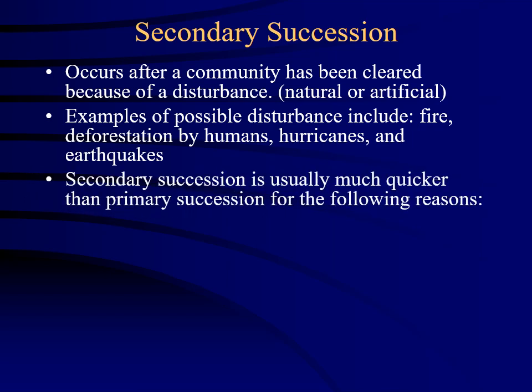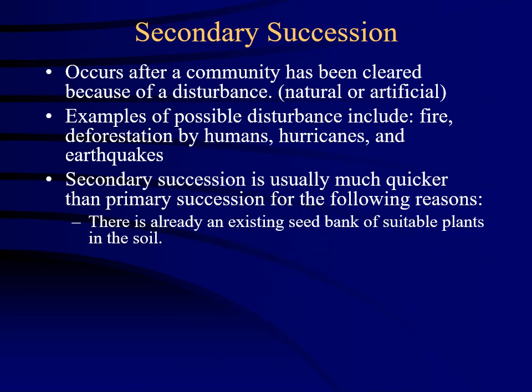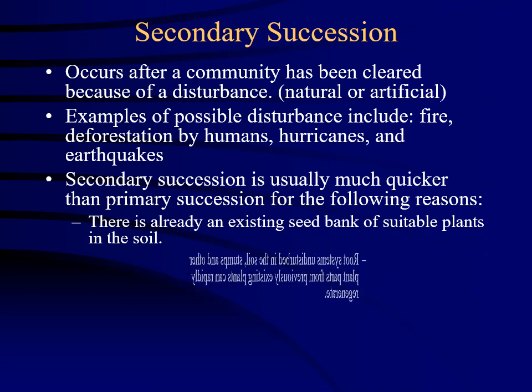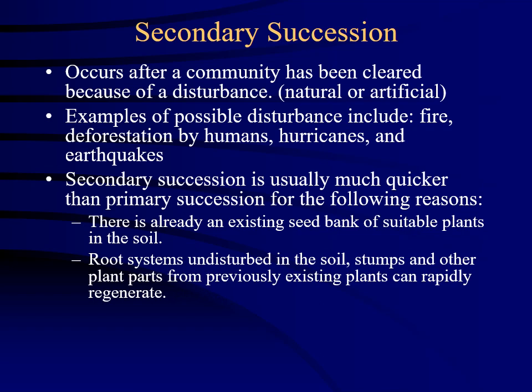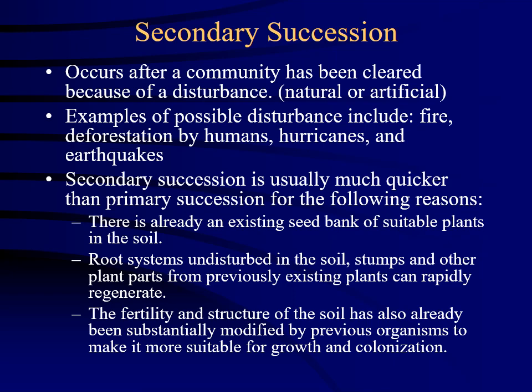Secondary succession is much quicker because, most importantly, there's soil that's already there. Second, there's an existing seed bank of suitable plants already in that soil as well. There's a lot of root systems that are most likely undisturbed underneath the ground. Stumps and other plants from previously existing can rapidly regenerate and regrow that forest. The fertility and structure of the soil has also already been substantially modified by previous organisms, which makes it suitable for growth and colonization.